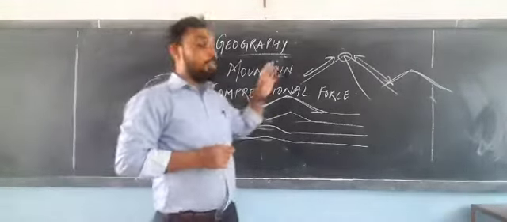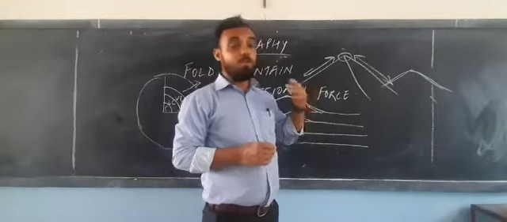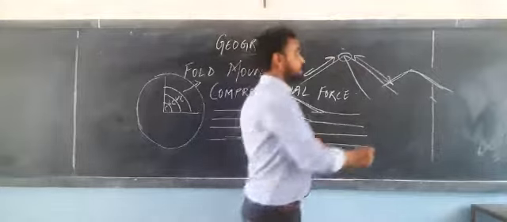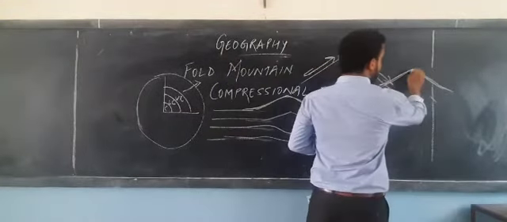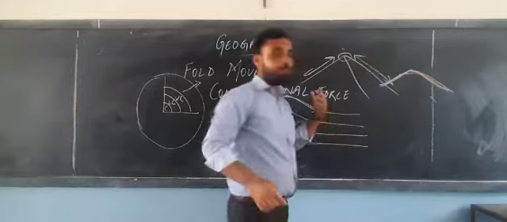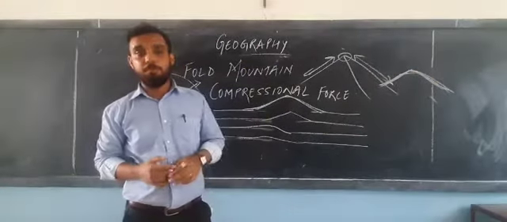So, the old fold mountains are not very conical, they are not very pointed. Instead, they have a rounded peak. They have a rounded peak and we have a little space on the top of the mountain.